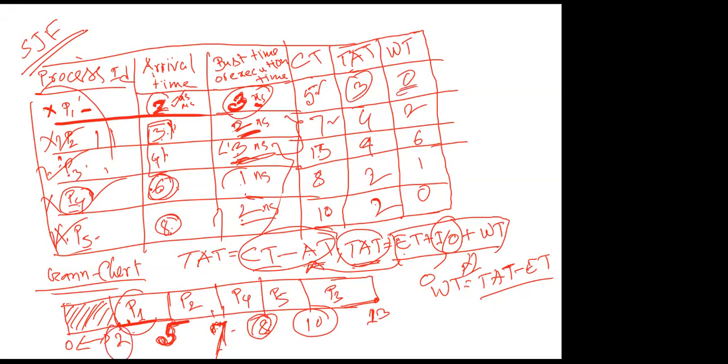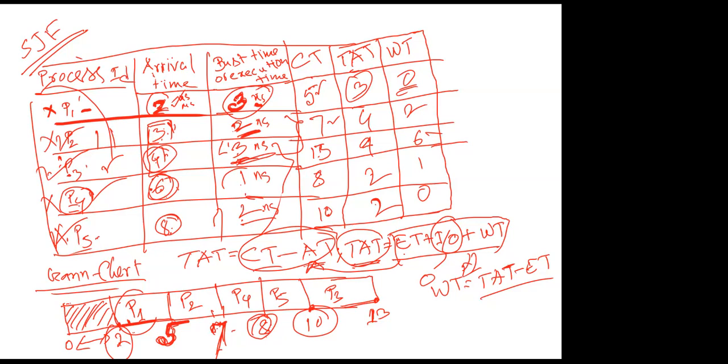Also, if you consider process P3, it arrives at time unit 4, but it actually gets the CPU at time unit 10. From here, 10 minus 4 is 6. From this Gantt chart, you can also decide the turnaround time for a particular process.